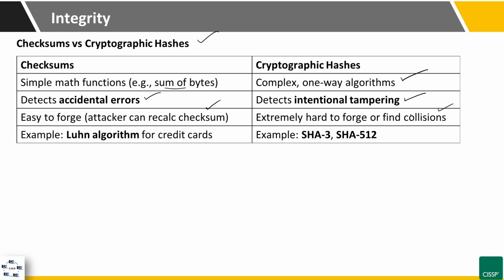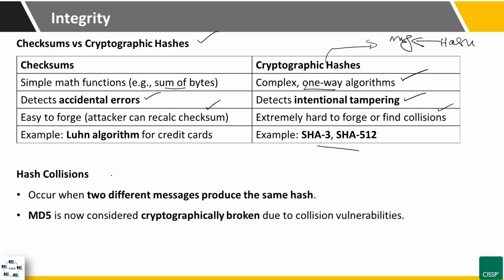What does this mean? It means it is very difficult to calculate the same hash from a different message, or to guess the message from the hash, because it is irreversible, it is one way. You can transform a message to a hash, but you cannot go backward. You cannot convert the hash to the message. An example of a checksum is the Luhn algorithm for credit cards, while examples of hashes are SHA-3 and SHA-512.